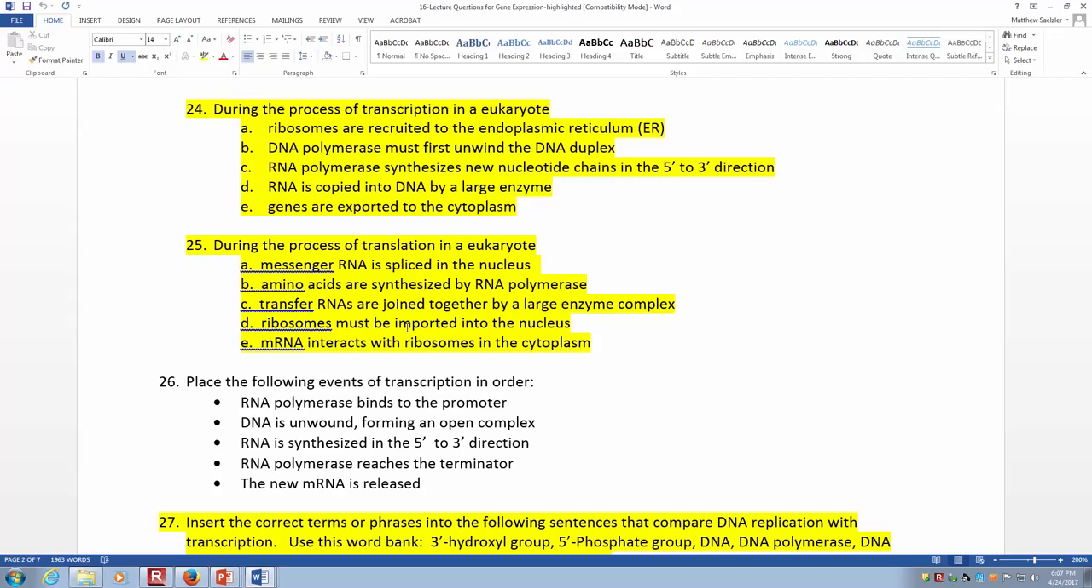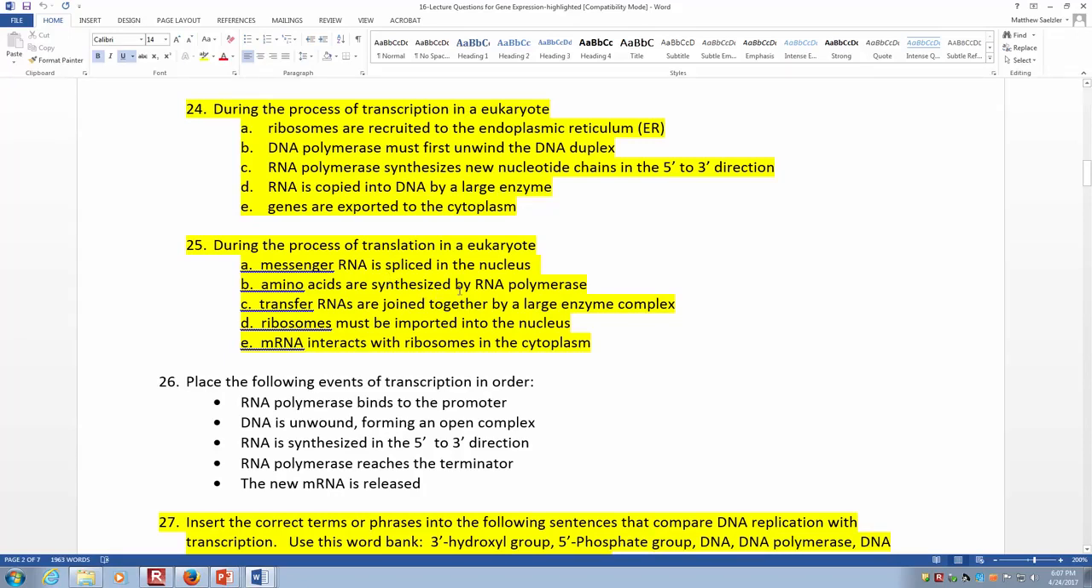Not D. It's E, right. So let's go through each of them. So the first part, messenger RNA is spliced in the nucleus, but that is not a part of translation. That's a part of RNA processing. So A is a part of RNA processing, not a part of translation.